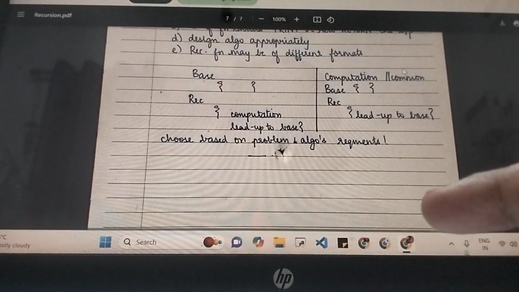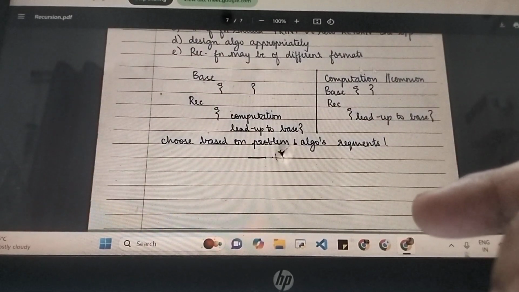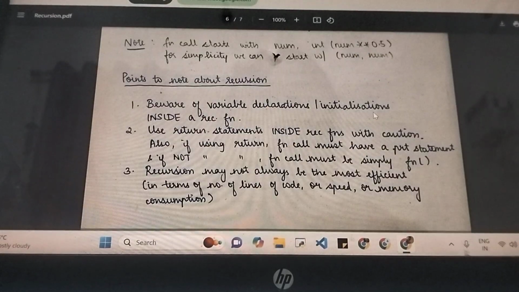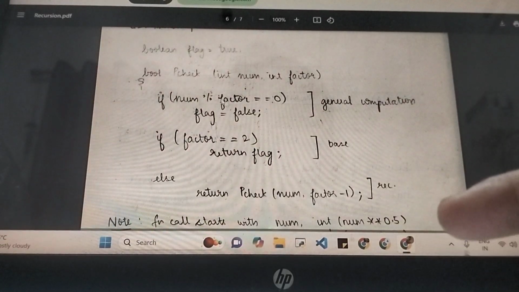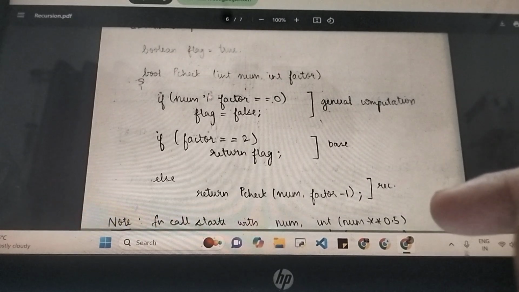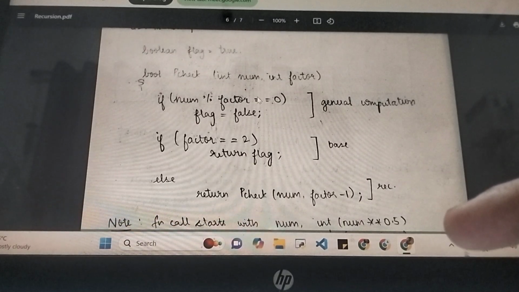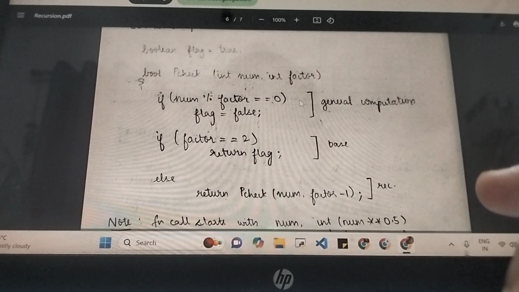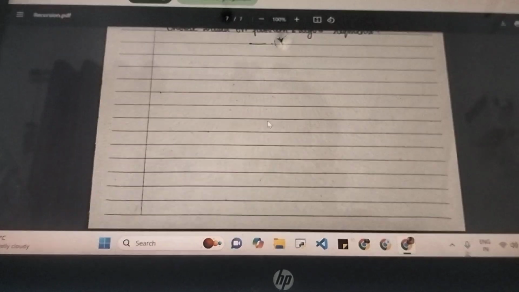there is some common computation irrespective of whether it is base or recurring, and then base asks you to do something, recurring is simply leading you to the base. This is an example. This computation happens for every factor irrespective of whether it's the base or a recurrent case. And then base case, you are asked to return something, recurring case is leading you closer to the base case. So there are multiple formats.